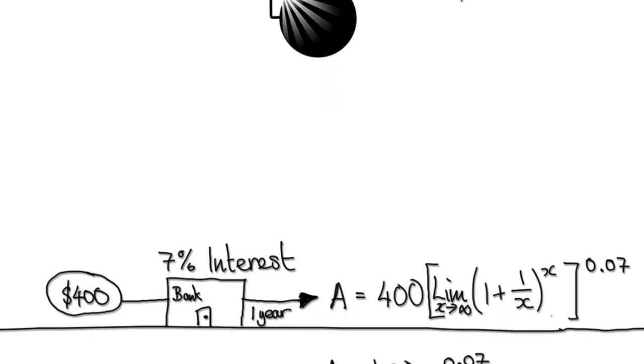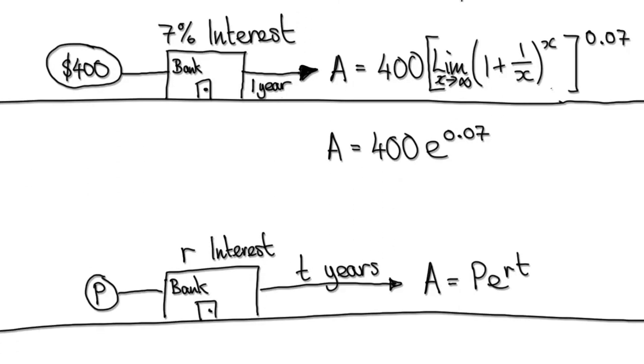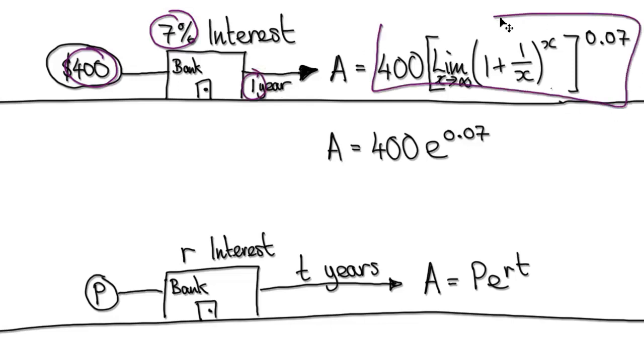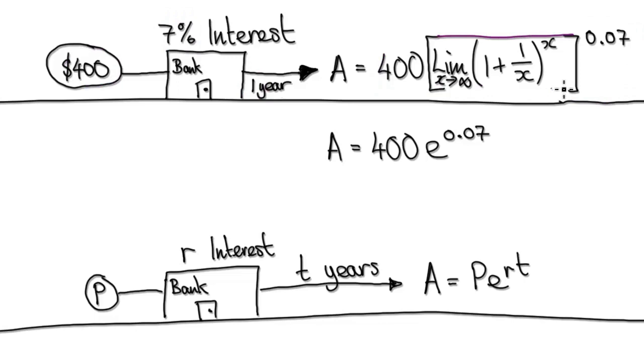In the previous video, we've seen that for a given interest rate of, let's say, 7% and a principal amount of $400, the amount that you have after 1 year is given by this thing here, and it turns out that this block here is the number e.